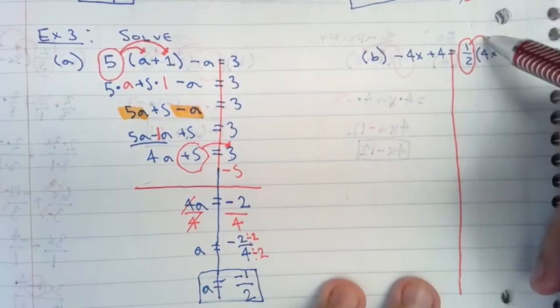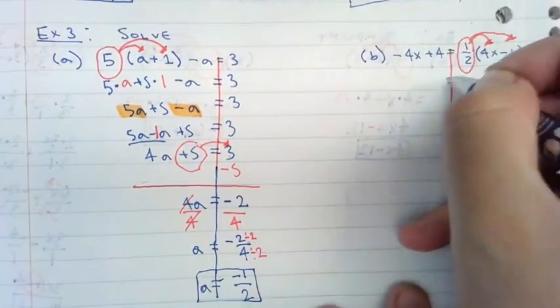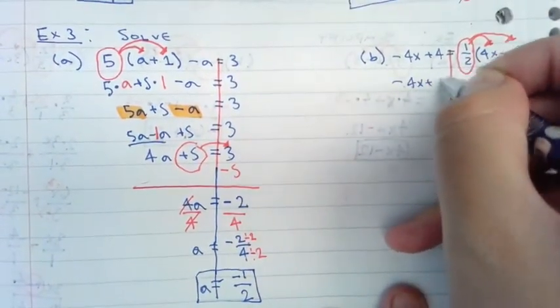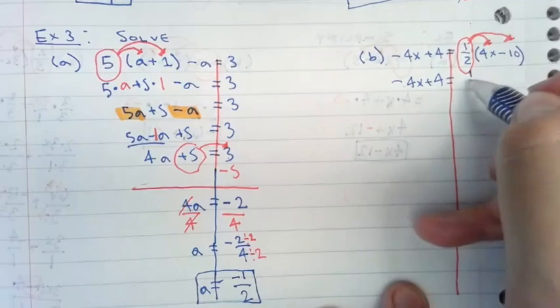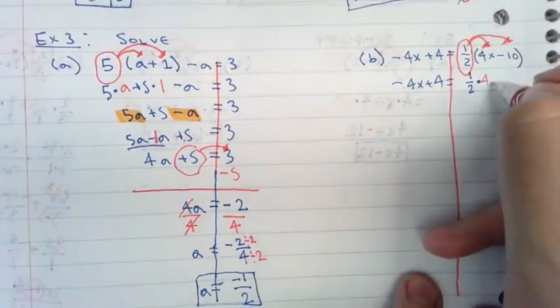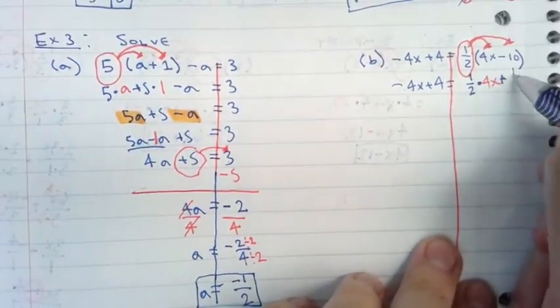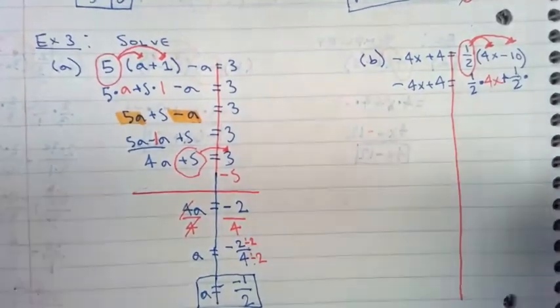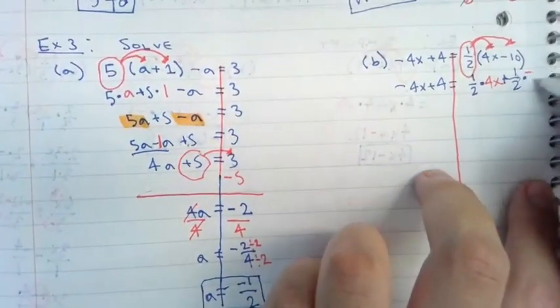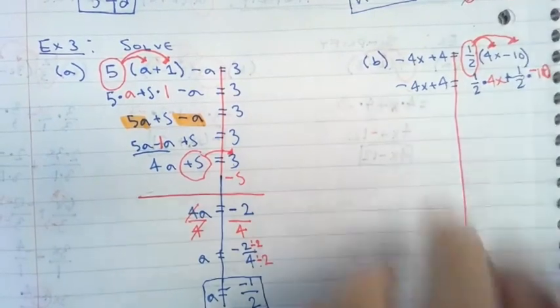So I'm going to go ahead and draw my arrows. So 1 to the 4x and 1 to the negative 10. Okay, now let's go ahead and continue. So we have negative 4x plus 4 equals 2. I'm going to put 1/2 times 4x. And then I'm going to put plus 1/2 times negative 10. So I'll put this negative 10 right there.